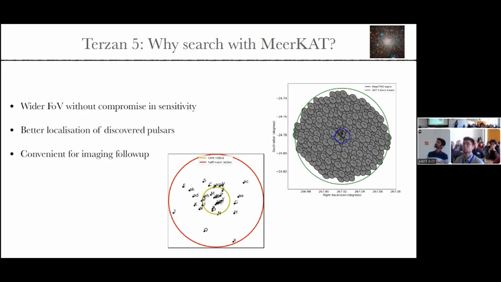So the green circle here is actually the Green Bank Telescope beam, which has been the most successful for finding pulsars in Terzan 5 previously. Now, the fact that you fill in these sensitivity gaps adds a great boost. And the fact that you can also localize pulsars better within these beams also makes it convenient for following up in imaging. What I wanted to show with this plot is the fact that most of the pulsars are actually concentrated close to the core of the Terzan 5 globular cluster.